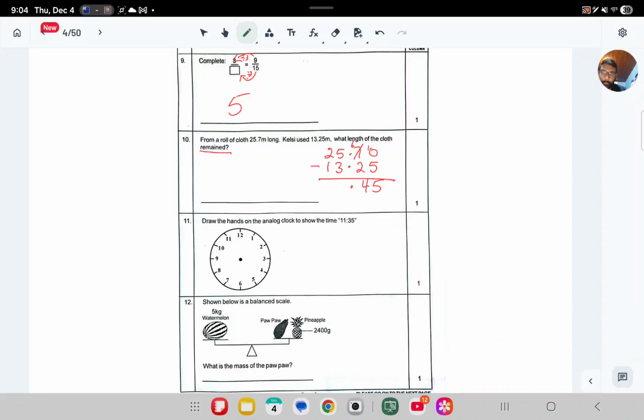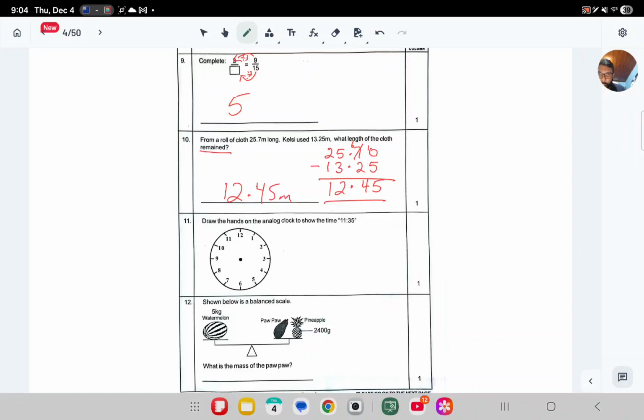You bring down the point, you put back the point. 5 take away 3 is 2. 2 take away 1 is 1. So we got 12.45 meters. That is what remained. Next: draw the hands on the analog clock to show the time 11:35.